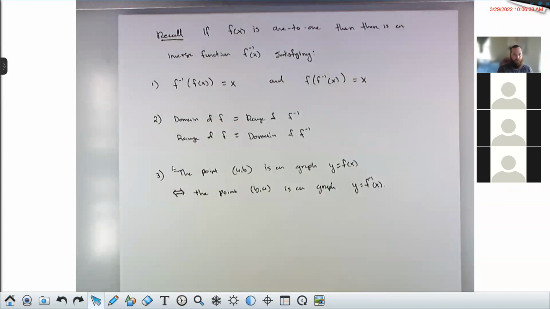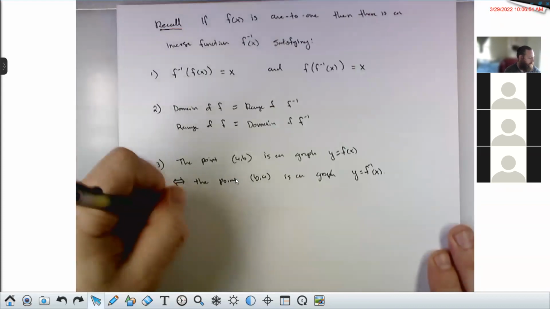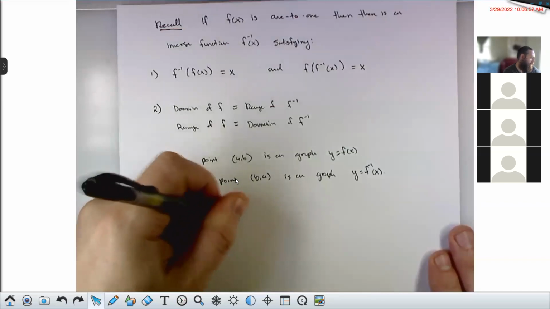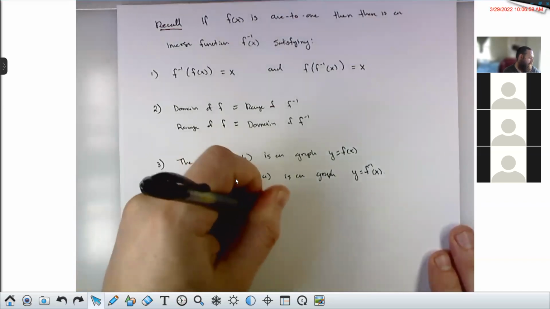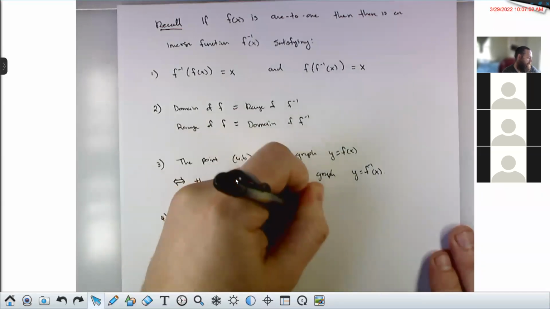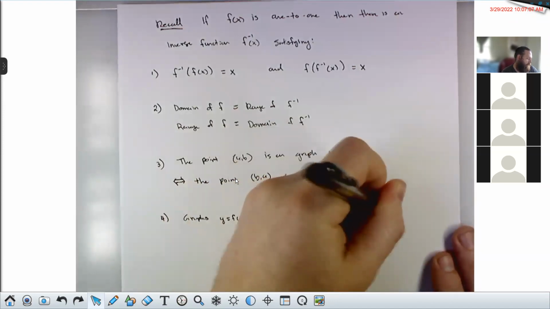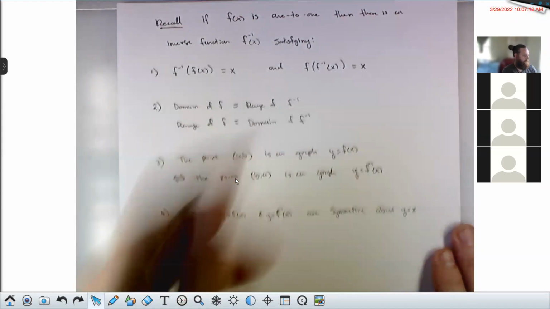Of course, a consequence of this bottom one is actually the middle one, right? If all the x's get swapped into the y position, all the y's get swapped into the x position, that's precisely the same as saying this. Another consequence is that the graphs have this symmetry about the line y equals x. So I'm going to list that as a separate thing, the graphs y equals f of x and y equals f inverse of x are symmetric about the line y equals x.